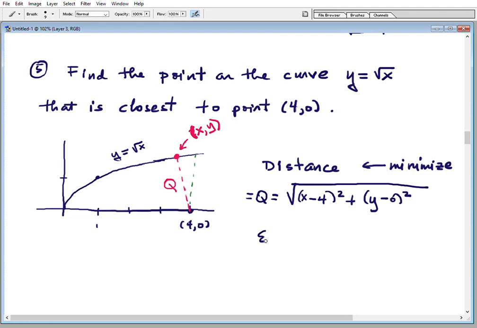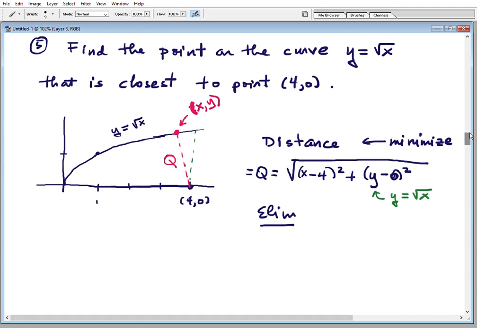So first we want to eliminate a variable. Well, we haven't used the fact that y is equal to square root of x. So that's what we use here. Let's just use the fact that y equals square root of x. And that will be the elimination part. We'll get rid of y that way. Okay, this is a 0. All right, so here's the elimination.